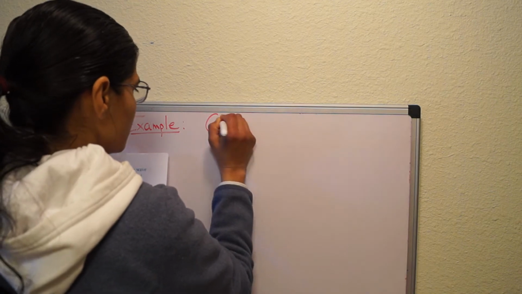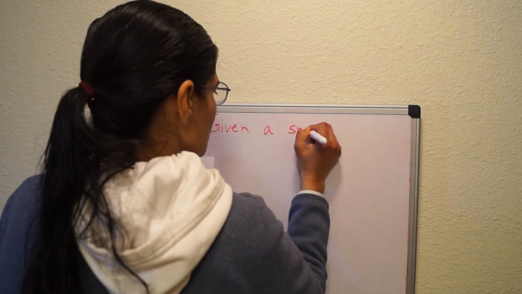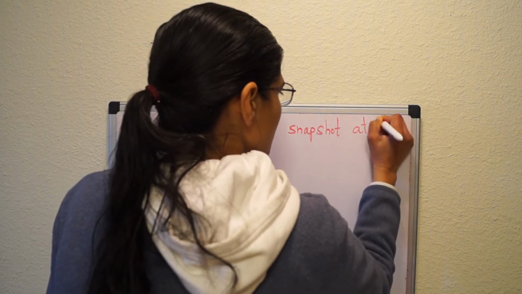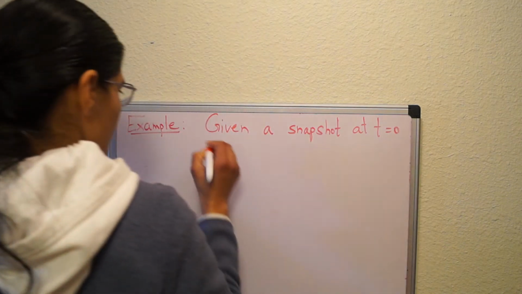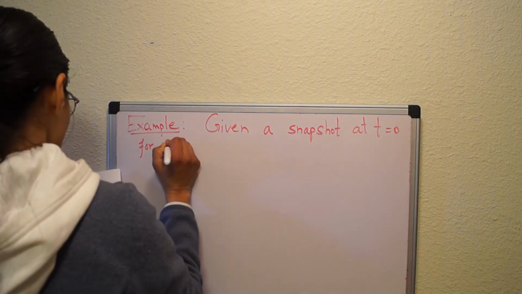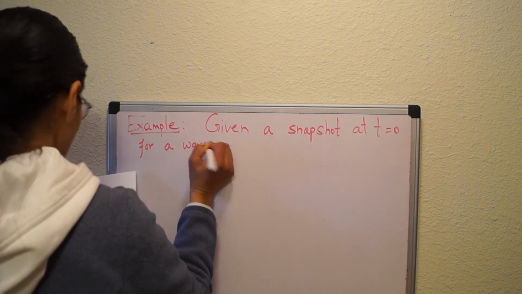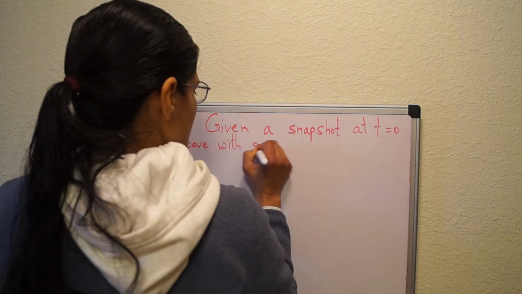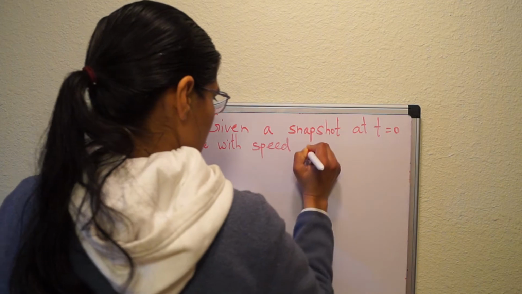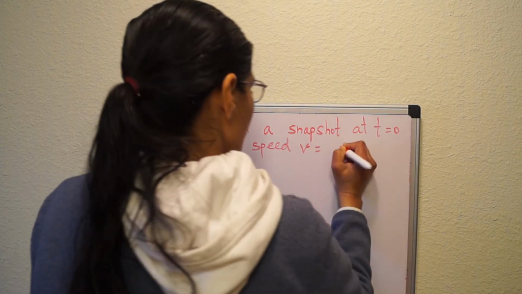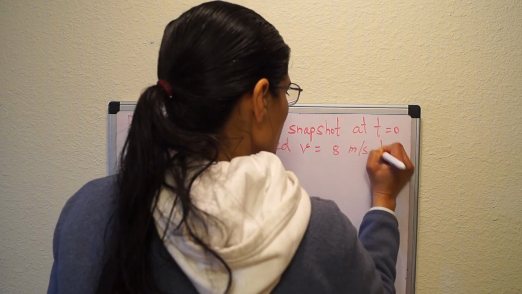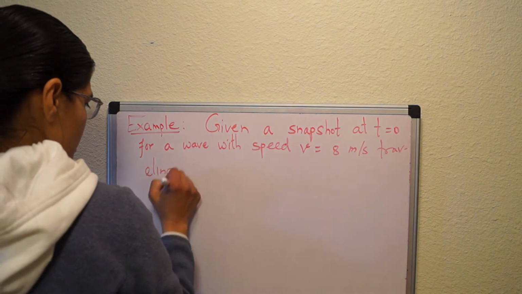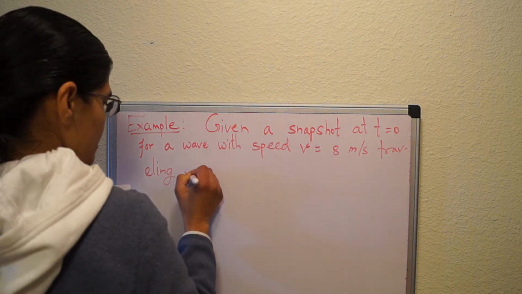Given a snapshot at t equal to 0 for a wave with speed v equal to 8 meters per second traveling right.